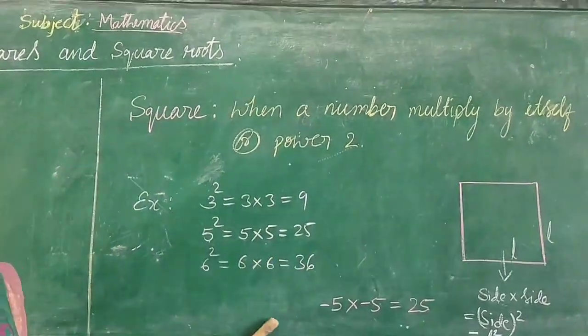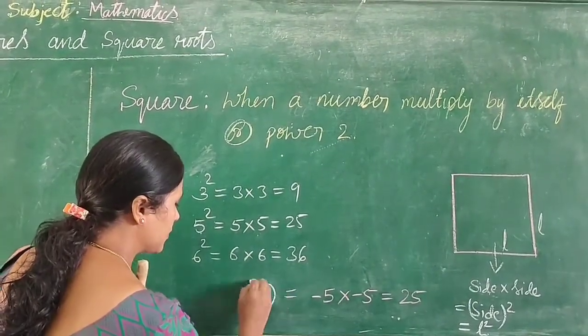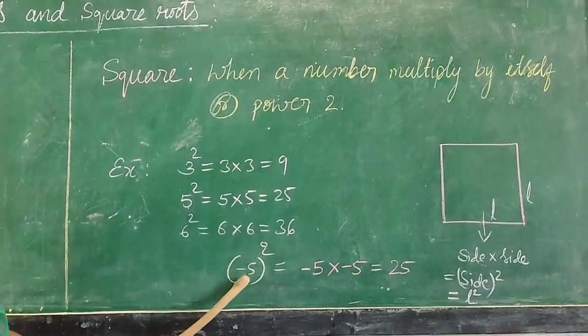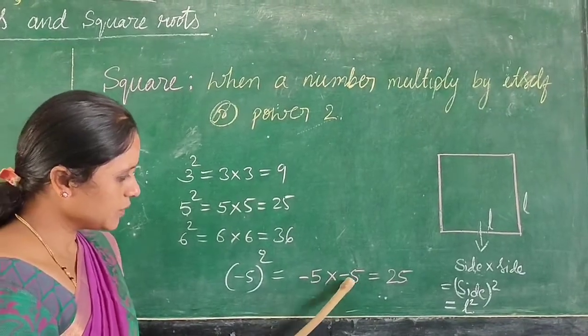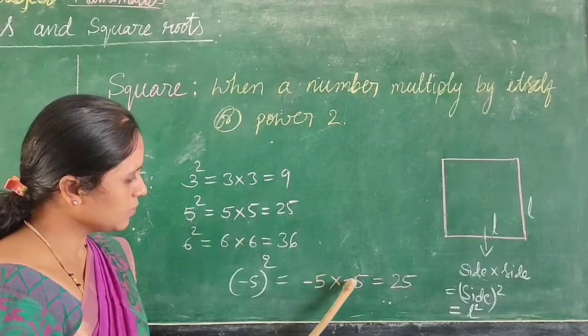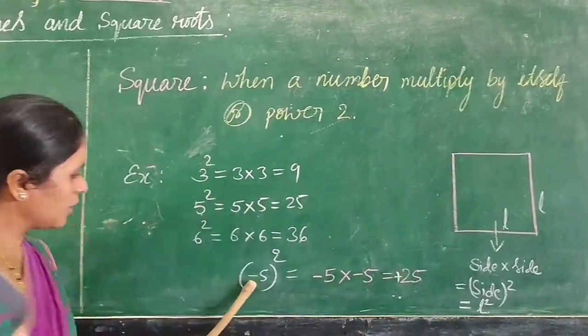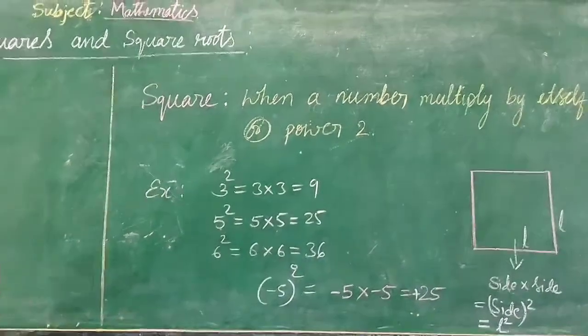So now coming to the negative number. Whenever we go through the square of a negative number, minus 5 is a negative number. The square of this minus 5 equals minus 5 into minus 5. So multiply these two, 5 into 5 is 25. Whenever the sign is minus into minus, that is plus. So the square of a negative number is also a positive number.